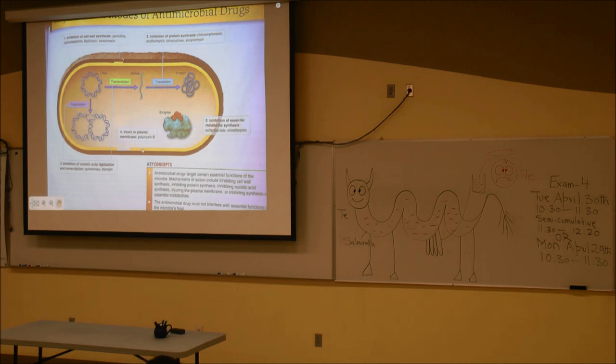Injury to plasma membrane, polymyxin B. Narrow or broad? Broad. All living cells have plasma membrane. Inhibition of essential metabolites, sulfonamides, trimethoprim. Narrow or broad? Broad. I'm going to go over these with you one at a time. This is just the overview. And last one, inhibition of nucleic acid synthesis, replication, transcription. Narrow or broad? Broad. All living cells go through replication and transcription. Okay.